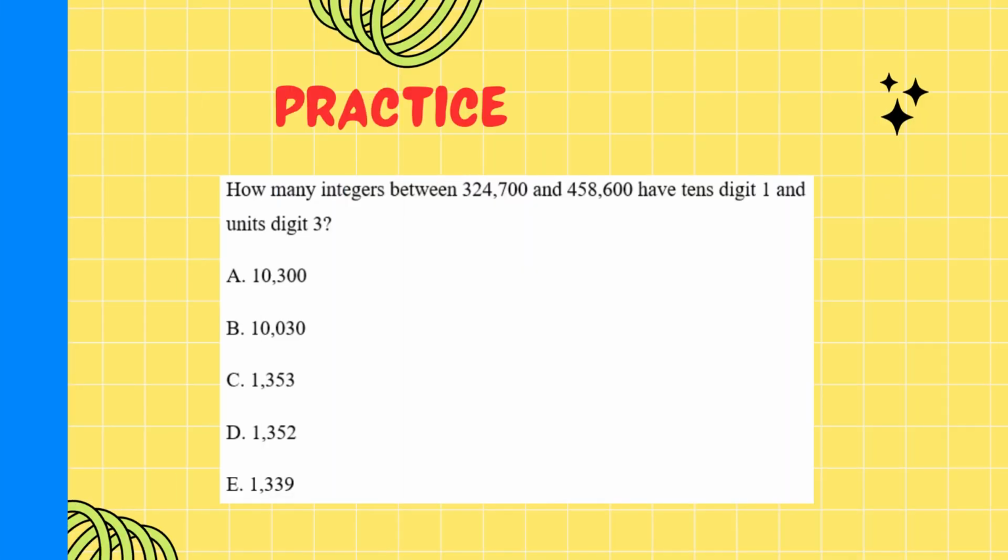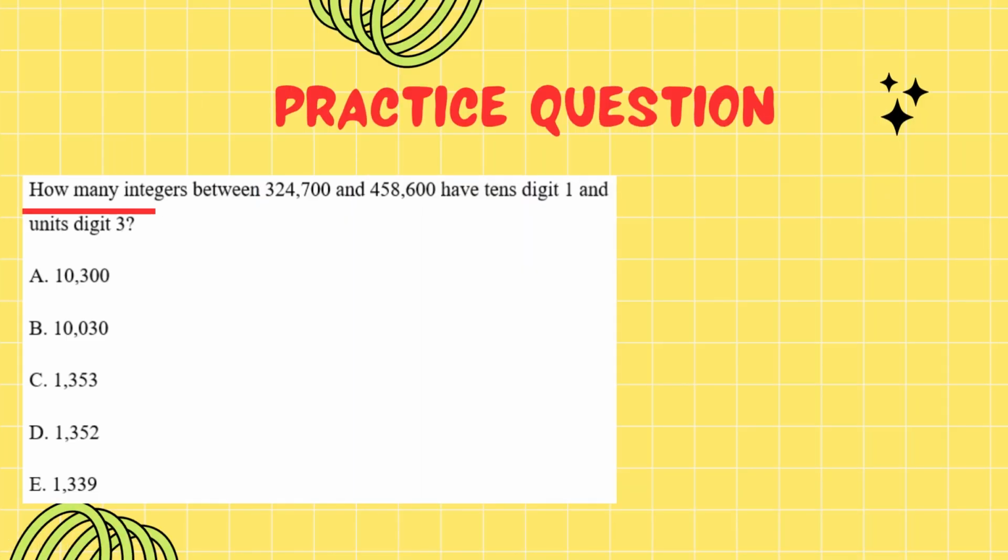Hello everyone, so here comes our today's question. Two numbers are given and we have to determine how many integers between these two numbers have tens digit 1 and unit digit 3.